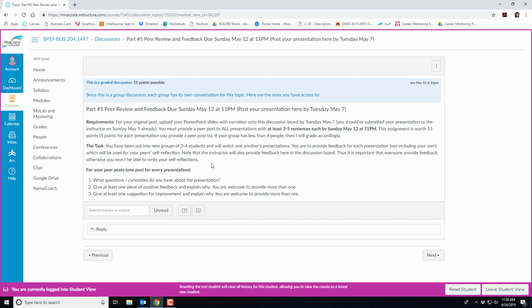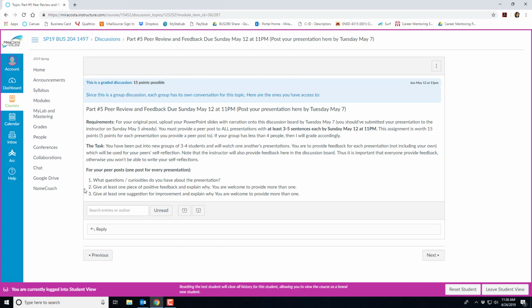So for your peer post, you need to do 1 post for every presentation you watch, maximum of 3. First, identify any questions or curiosities that you have about the presentation. It can be about the city, it can be about the data, it can be about the reasons why they chose to make a chart of a certain kind, anything at all.